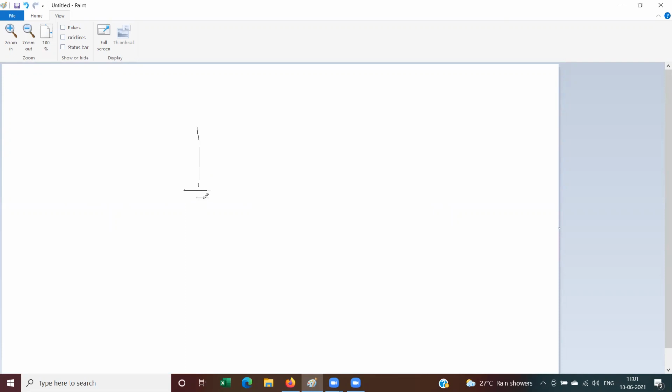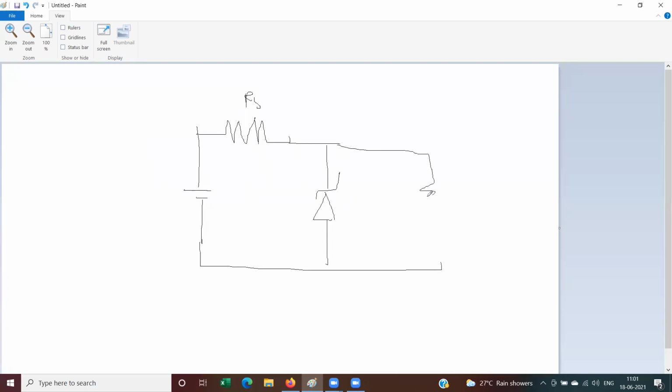So the circuit now looks like this. RS is always fixed. It was fixed previously, it's fixed this time also. The Zener diode is the same one we will use, 5.1 volt. That's one of the most common Zener diodes. Another very common Zener voltage is 3.3 volt. This is now variable.